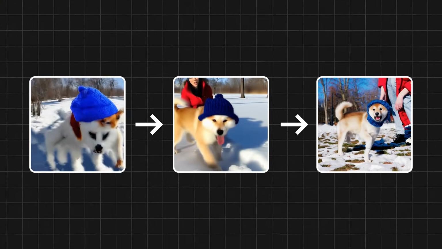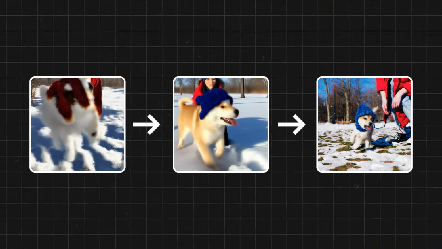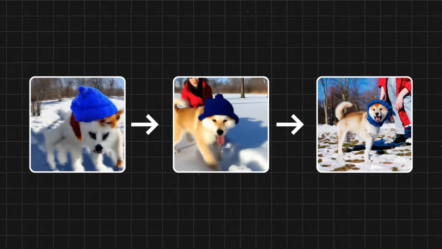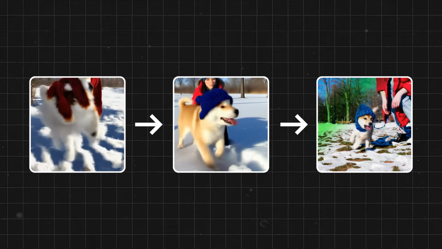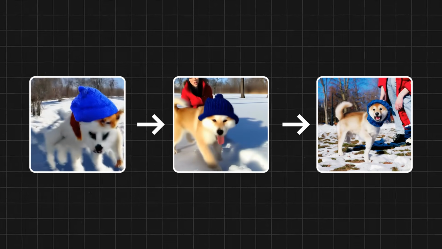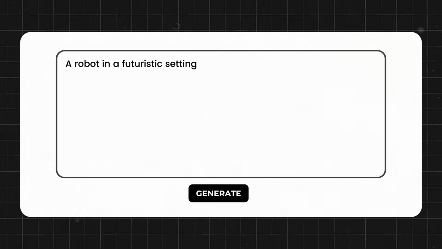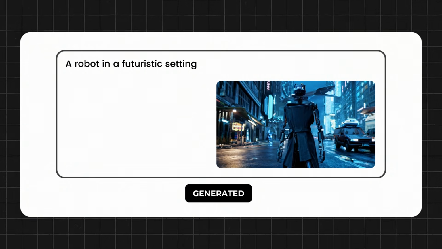This controlled step-by-step resolution, guided by the DIT's powerful attention, is what gives Sora videos their fluid motion and stable structure. But how does it know what to generate from your prompt? How does it know that when you type a robot, you will get a robot and not just something else?